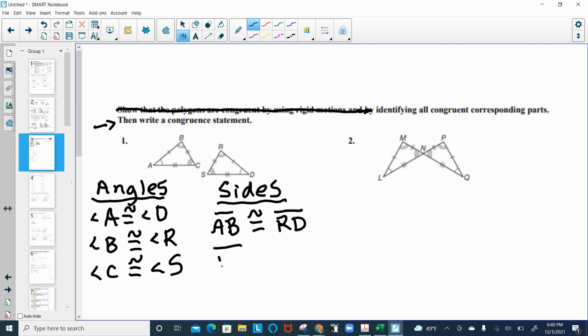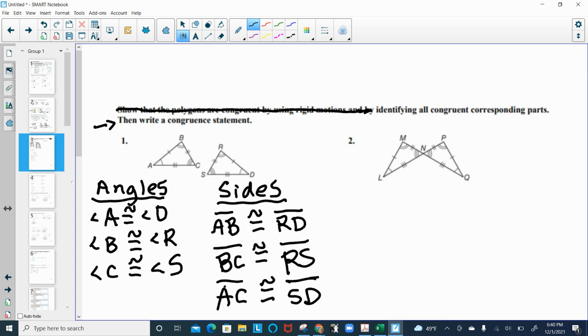Now I'm going to go to the 2 tick marks. So I'm going to go BC and RS. And then I'm going to go AC, and its corresponding part is SD. So that's this part. What I just did there was that.